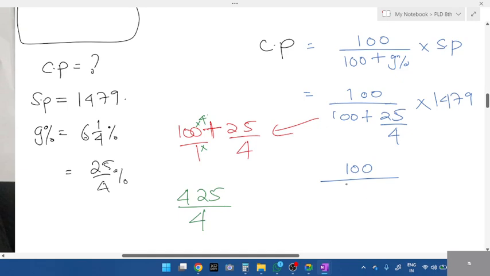Is it clear? All of you understood after taking LCM? How we got 425? Now let me write 425 divided by 4. How many denominators are there? There are 2, right? So what happens to this 4? You have to shift it to the numerator. Fine? It becomes 100 into 4 divided by 425 into 1. Is it clear, all of you?